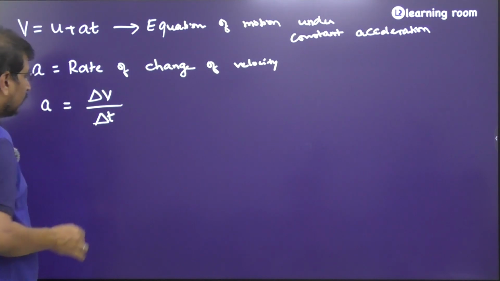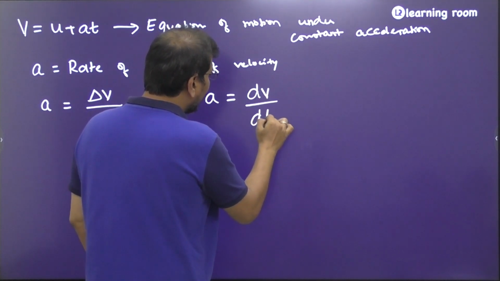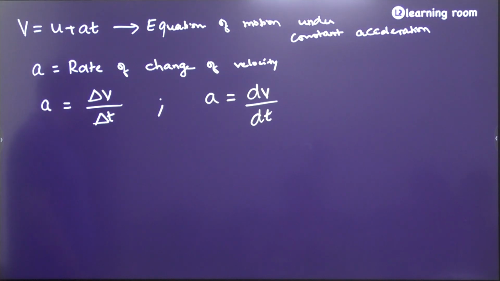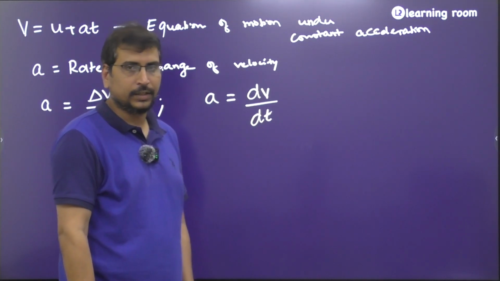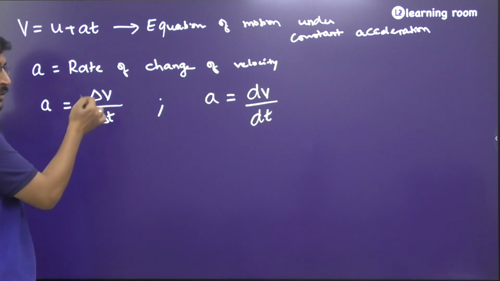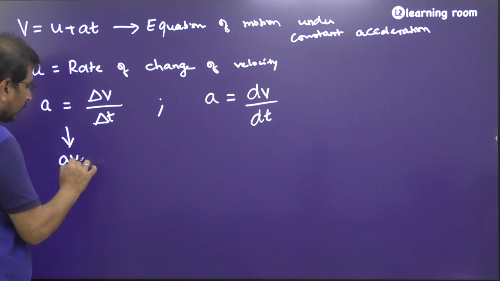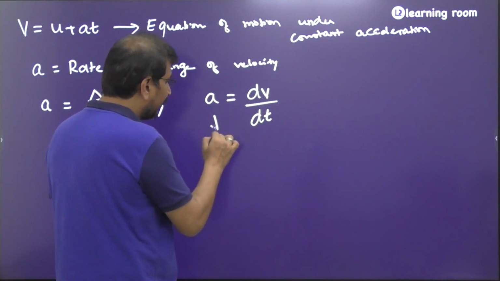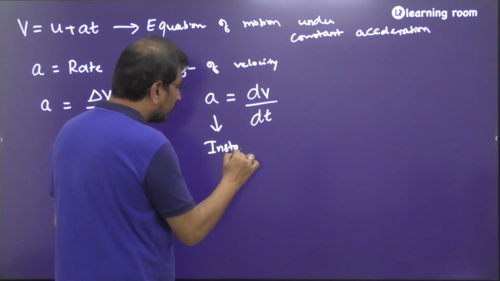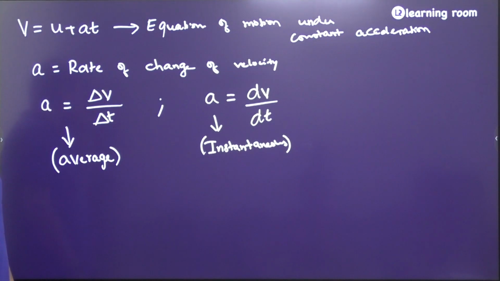Okay. Then, is there a way I can write the acceleration as dv by dt according to differentiation? Yes. But the question is, when should I write this? You need to have that clarity. If you see a is equal to delta v by delta t, this is written for the average value, whereas differentiation is written for the instantaneous value.